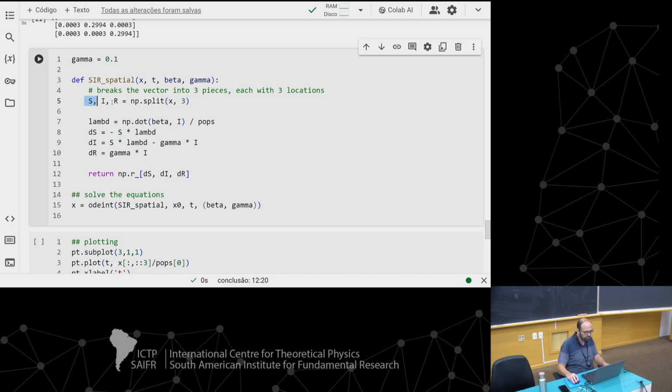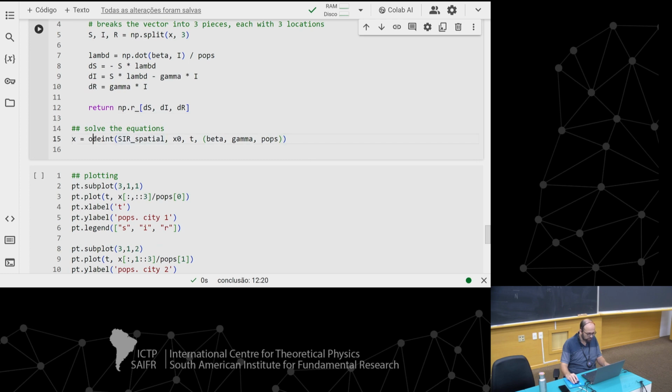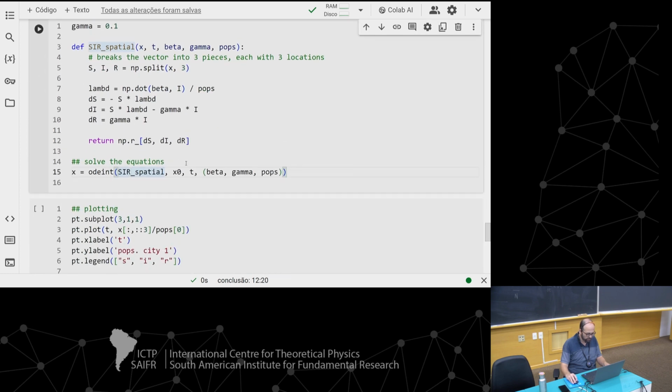Once again, I do the split tree here. I split the populations, I calculate the lambda. This is bad, I use a global variable; I shouldn't be doing this. This stuff here just calculates beta times I divided by the population of each city, and then this is actually the same code as before. And now you solve the equations with the SIR spatial, initial condition, time, and parameters here.